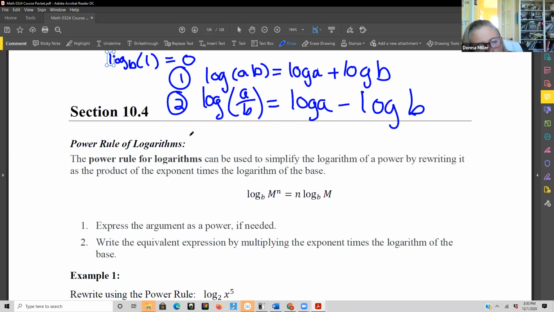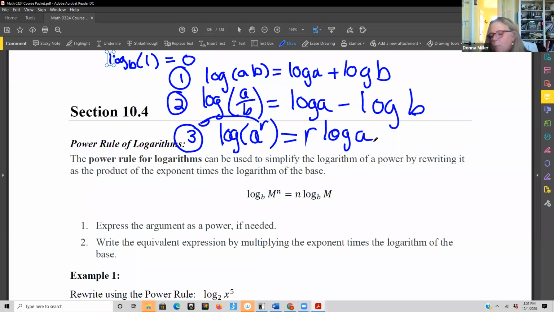And the last one is the one that we're interested in. If you have the log of a to the r, let's take a power to a power, you multiply them. So the r comes out front. So it's r times the log of a. These are your 3 basic log rules that you use all the time. I don't think they're bad to memorize, because multiplication turns into addition, division turns into subtraction, and the r comes out front. That's how I have them memorized.